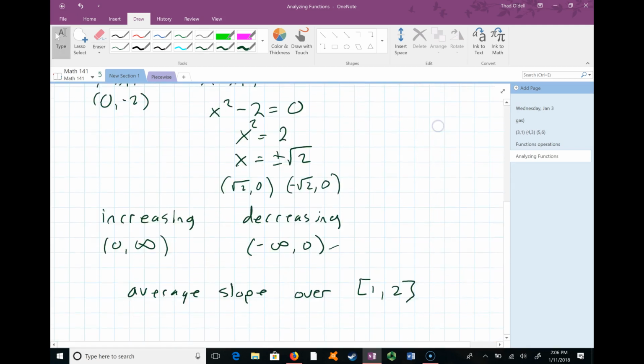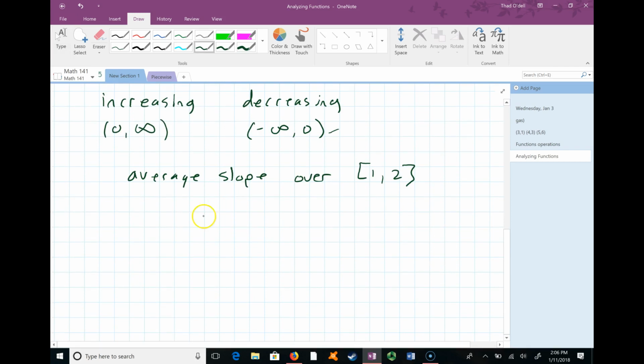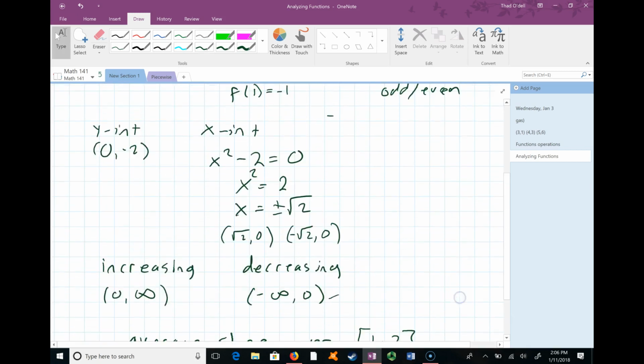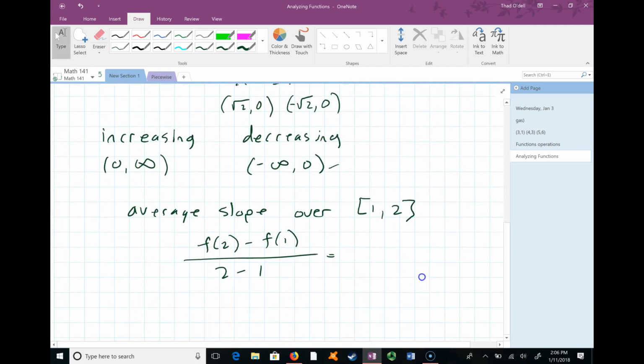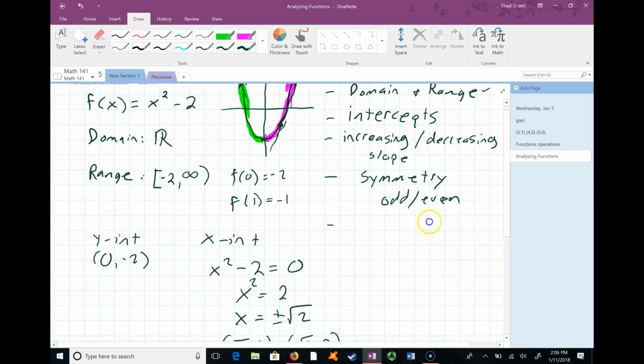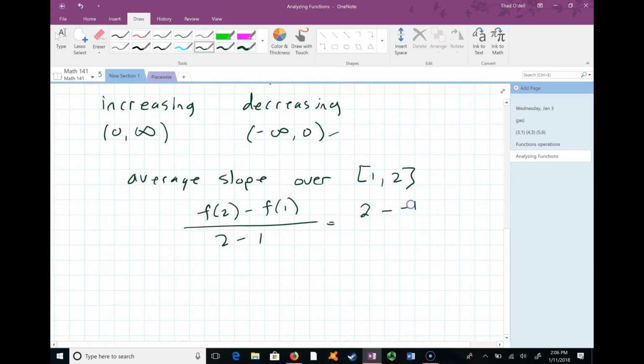Okay, so of course the way I would do that, just like we used to always find slope, we would do f of 2 minus f of 1 divided by 2 minus 1. And of course f of 2, that means I'm plugging 2 into the function. The function is x squared minus 2, so that would be 4 minus 2, which would be 2. And f of 1, that would be 1 squared minus 2, which would be a negative 1. And then 2 minus 1. So that would be 3 over 1, or 3. So the average slope over the interval from 1 to 2 is 3.